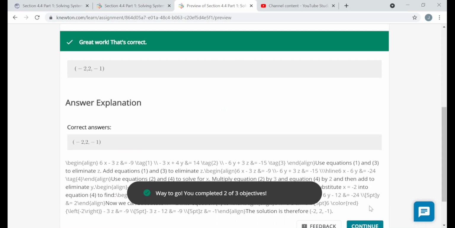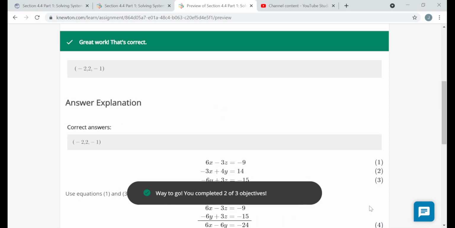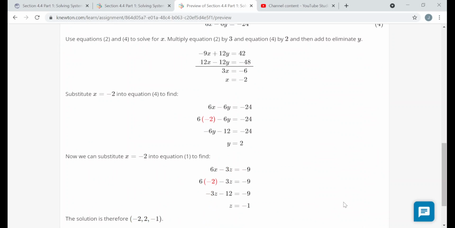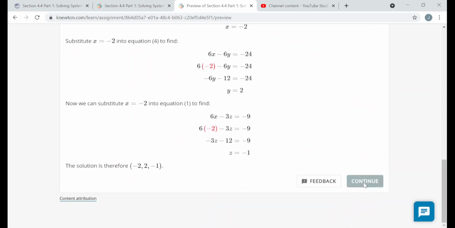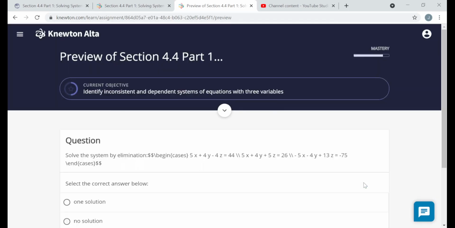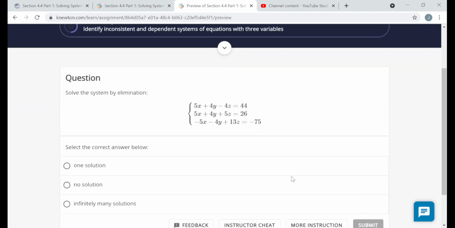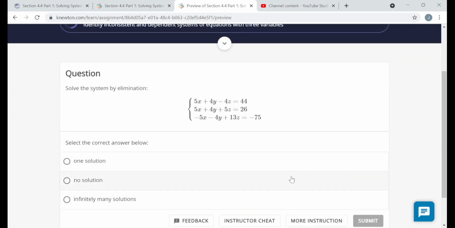Now 2 of the 3 objectives are complete. We'll get back into that final one where they're just asking us, does this system have one solution, no solution, or infinitely many solutions?